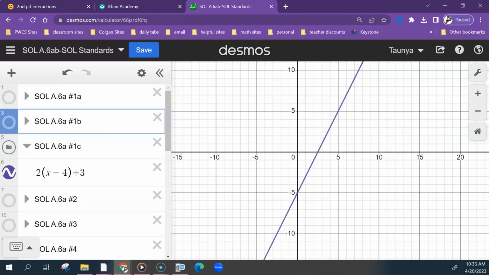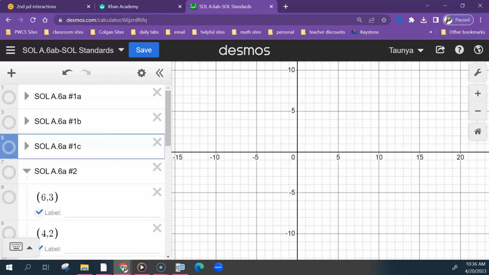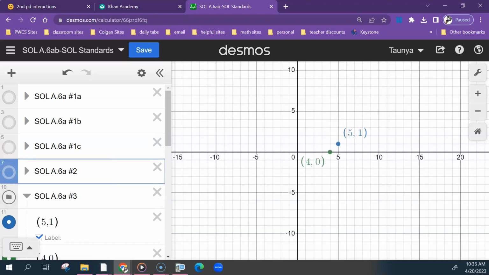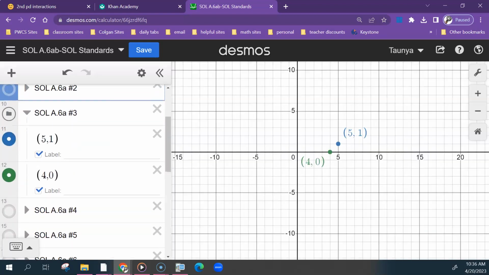1c, you didn't necessarily have to do that because the 2 was given, that was your slope, but you could still do that and check it. For number 2, if you put in the 2 points given, you could use the graph to count your slope. So that 1/2. Same thing with 3, but you have to know what that second point is, and that slope was 1.